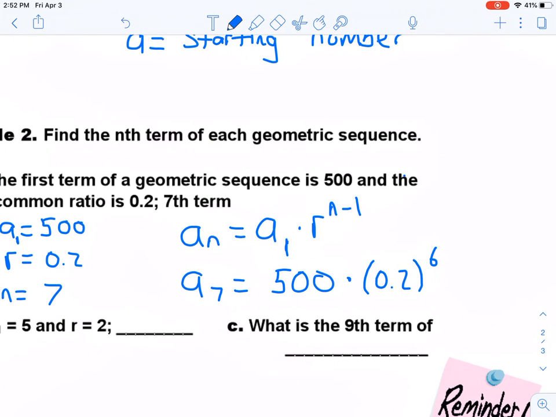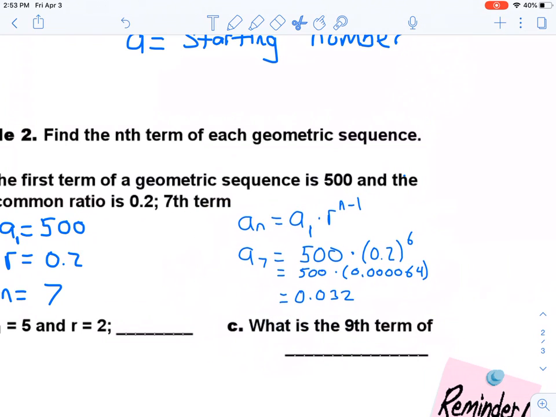So let me break out my calculator here off screen, and we have 0.2 to the 6th power is going to be 0.0000064, and for a grand total, when I multiply that by 500, of 0.032 would be the 7th term of this geometric sequence right there.